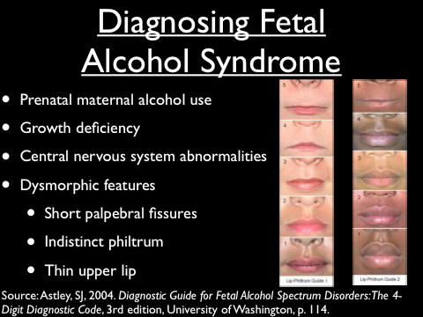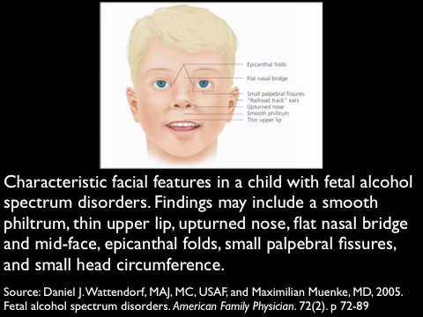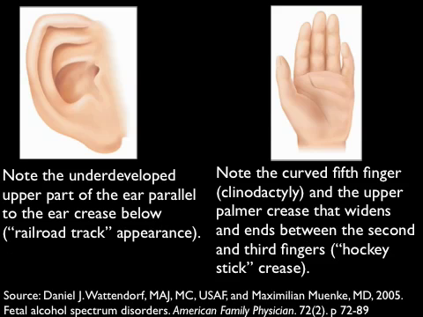Okay, so here we see all of the issues going on. The thin upper lip, okay, upturned nose. Here, this is the one that really gets people. They call this a hockey stick thing here. And that's real characteristic of kids with fetal alcohol spectrum disorders. Also see that baby finger kind of turned in like that, okay? And ears, see how the ears have like a railroad track effect to them.